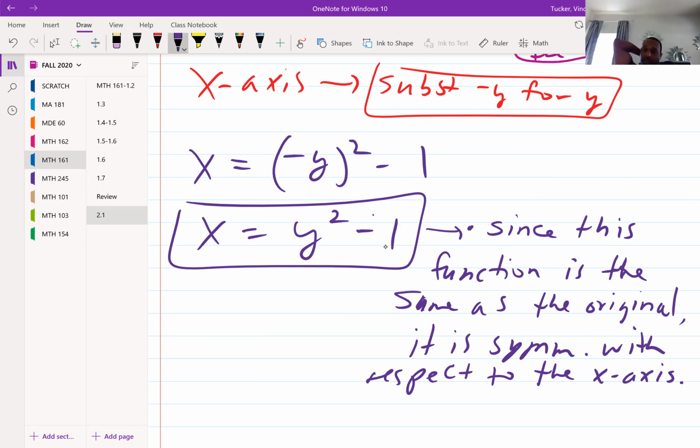So since this function is the same as the original, it is symmetric with respect to the x-axis, excuse me.